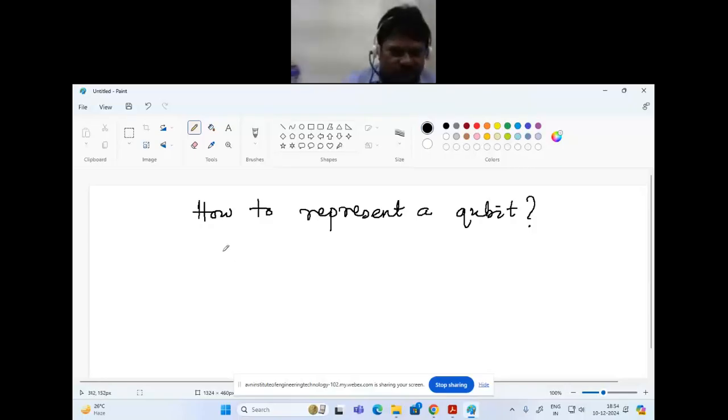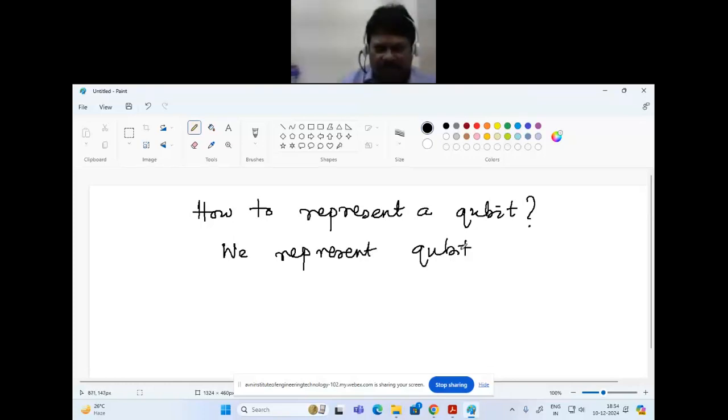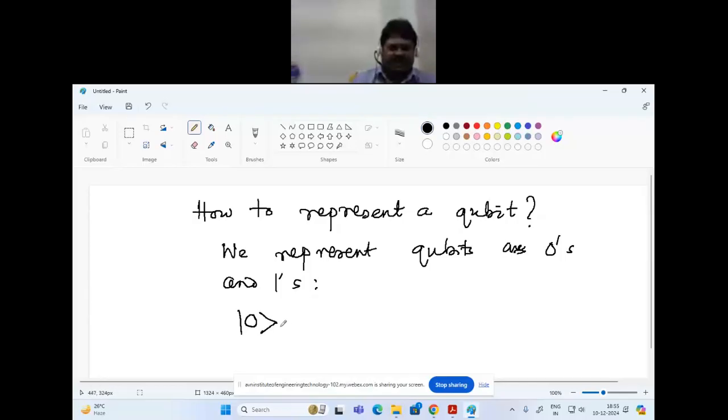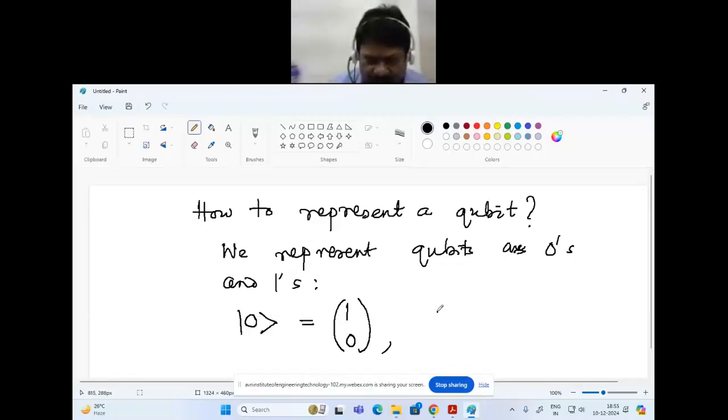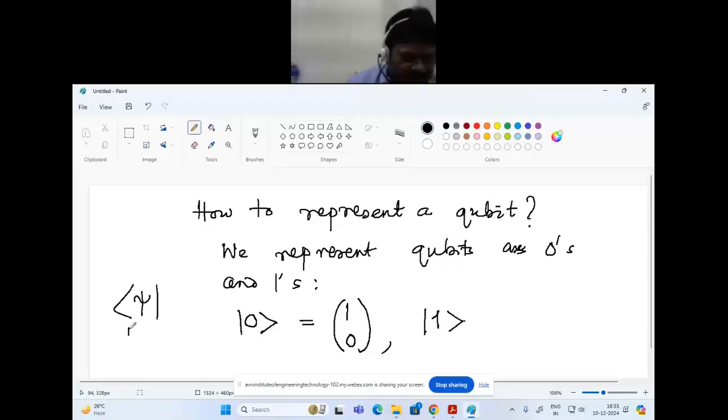We represent qubits as zeros and ones as follows. See, there is a bracket here. We call it ket notation, ket. And this is actually this vector 1, 0. That is why I'm talking about column vectors. This 0 is 1, 0, but I will explain why it is 1, 0. And 1 in ket notation. This is ket. Bra notation is like this. If I write psi here, this is bra and this is ket notation. So both are called bracket notation.